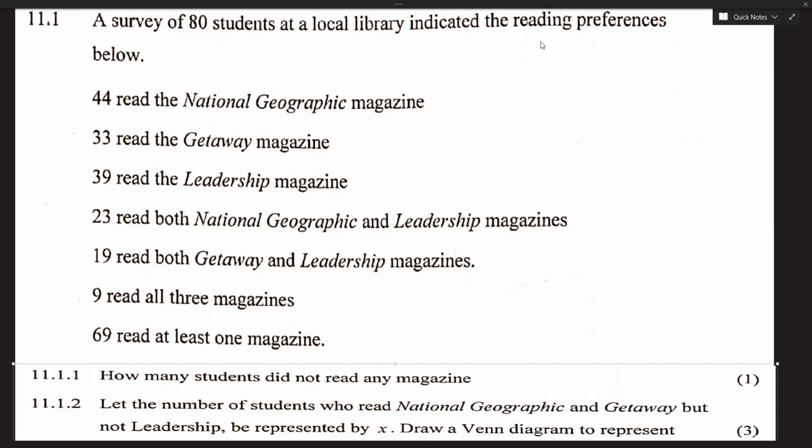In this video, we're going to be looking at probability, more specifically the Venn diagram and the tree diagram. Okay, so on the first question, they say a survey of 80 students at a local library indicated the reading preferences below, right? And then I see 44, 33, 39, 23, 19, and so on, right?